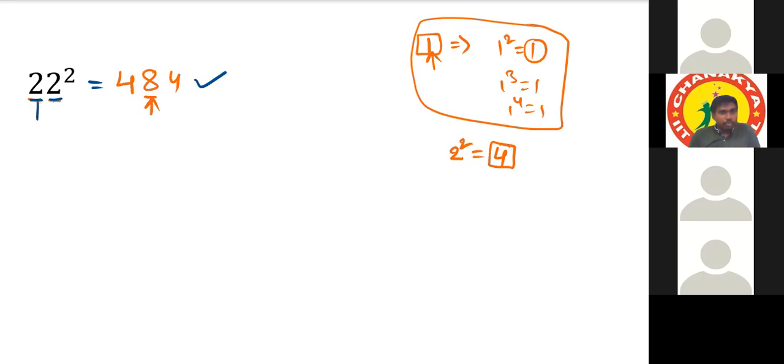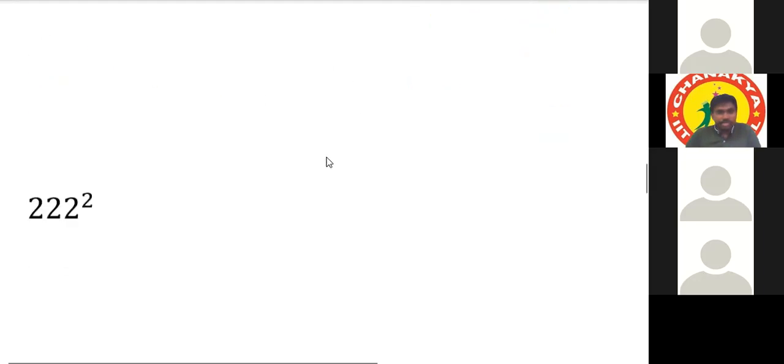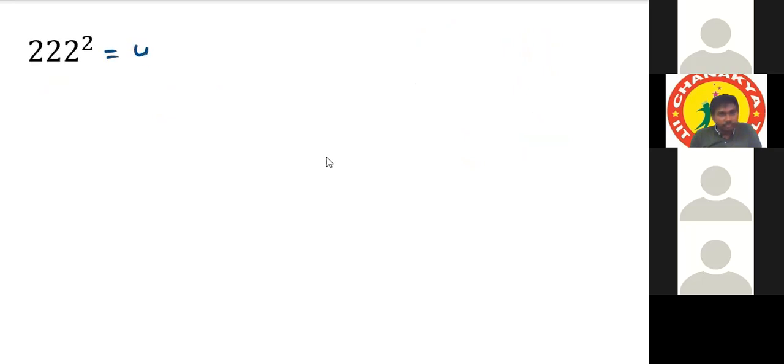If there is a series of twos, we have to deal with 4s. 2 into 2 is 4, and 4 into 2 is 8, then again 4. Actually, we first add 4, then 4 plus 4 is 8. If one more 2 is there, then 4, 8, and 8 plus 4 is 12. As 12 is a double digit, carry over.